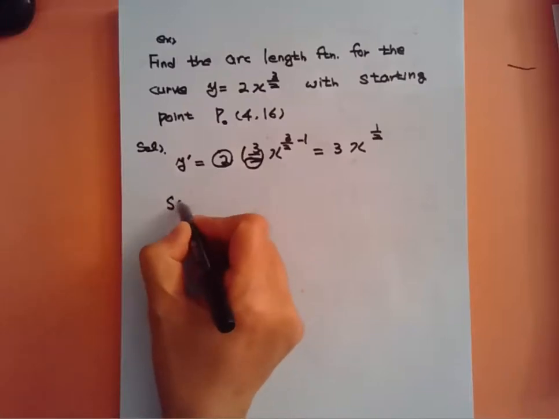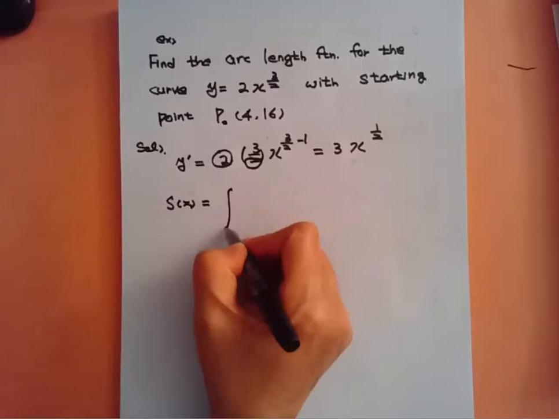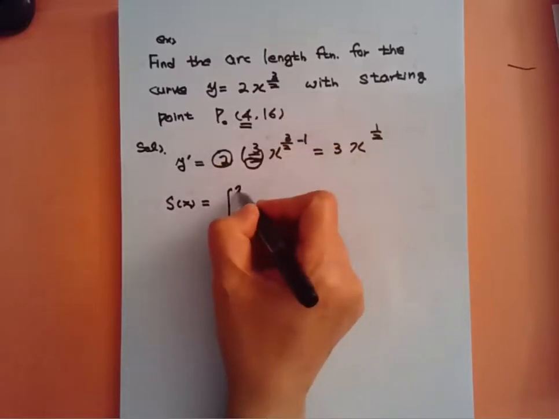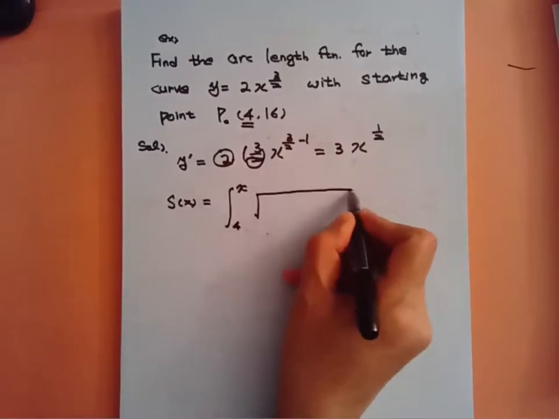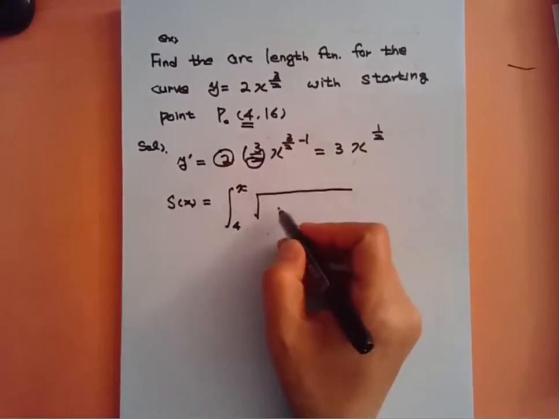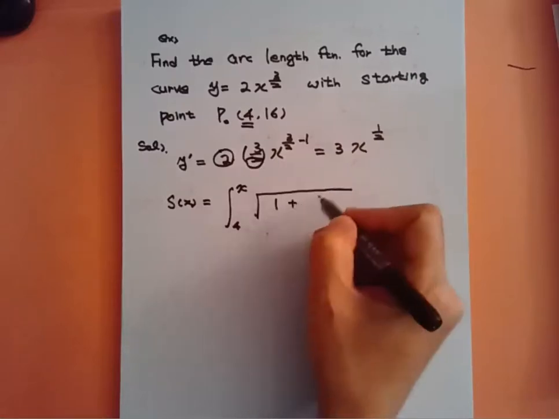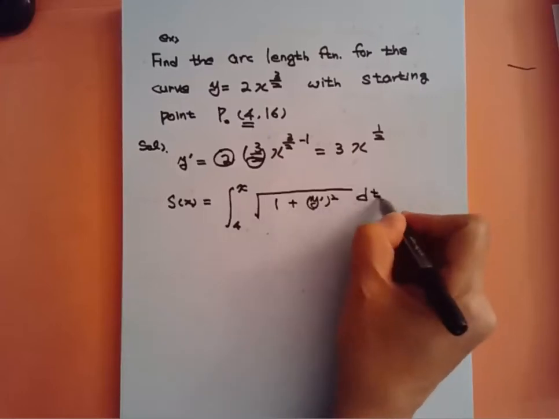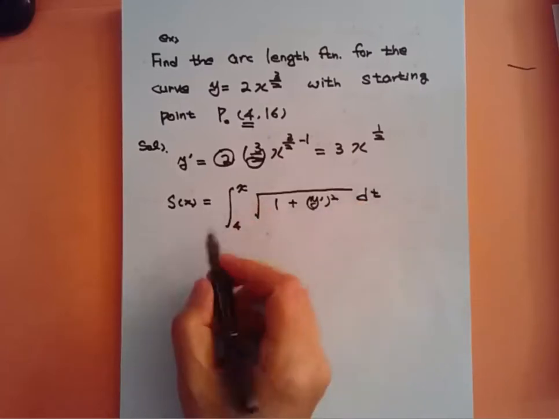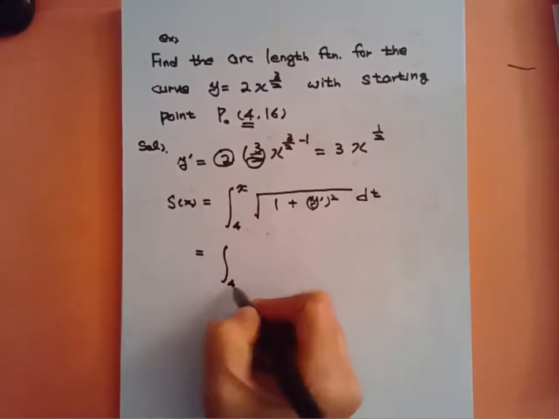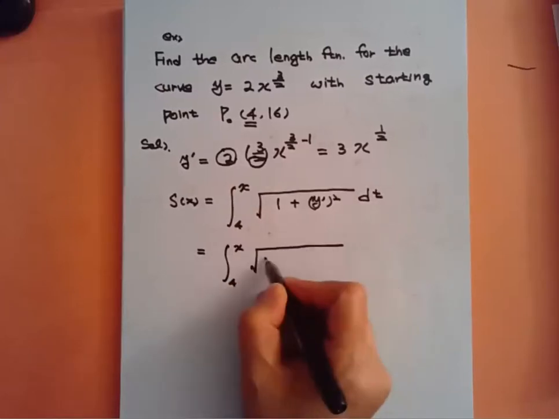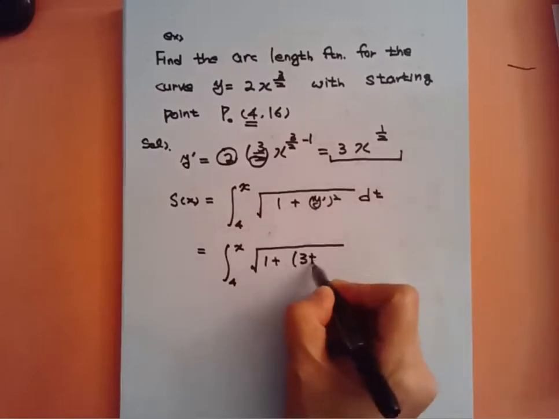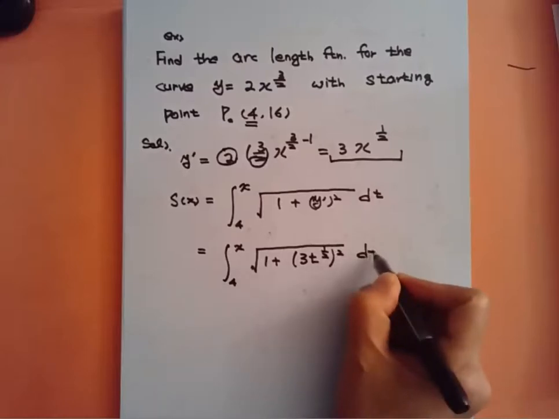So we use the arc length formula. The starting point of the x value is 4. So the lower bound is 4, but the upper bound is a non-specific number. So we decided to present it with x. And the formula goes as the square root of 1 plus y prime squared dt. So inside of that, that will be a t-related function. So 4 to x square root of 1 plus, instead of x, we will write t, 3 t to the 1 over 2 power squared dt.